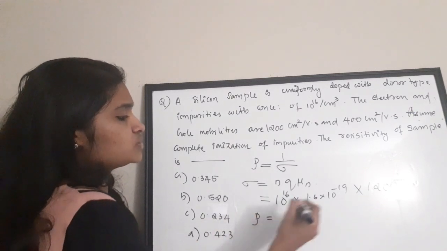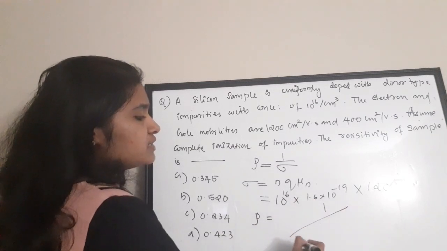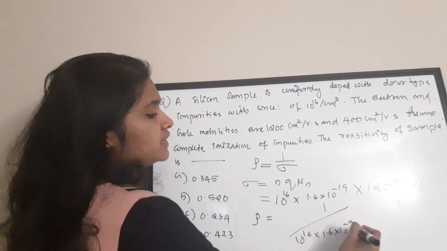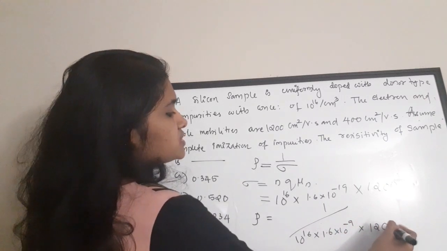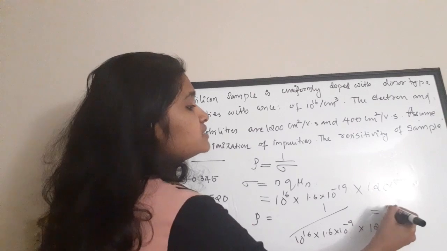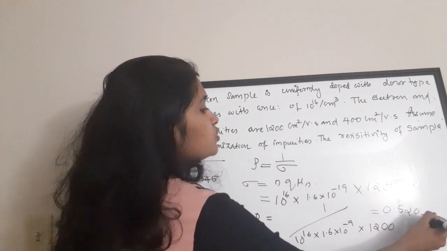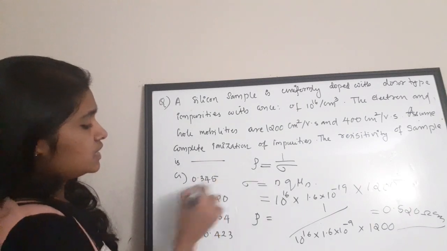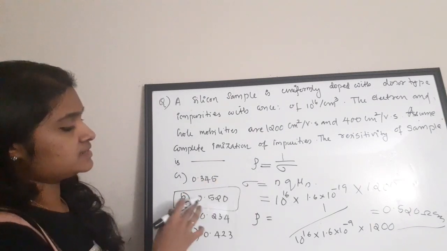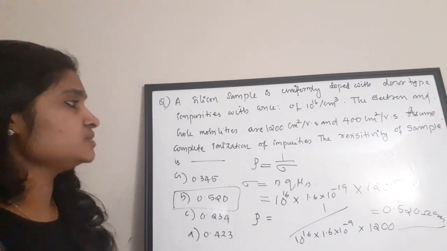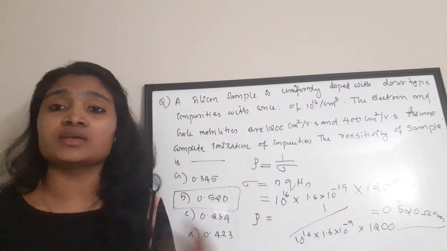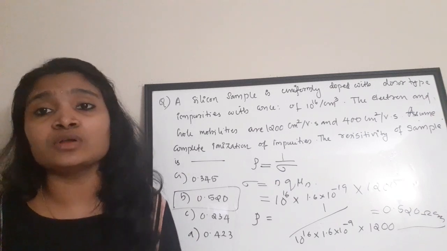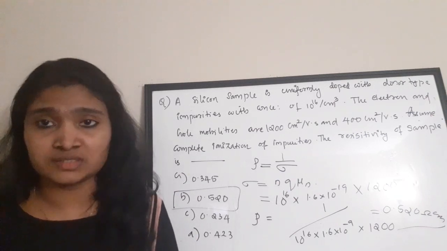So rho is equal to 1 by 10 raised to 16 into 1.6 into 10 raised to minus 19 into 1200. If you evaluate it, you get 0.520 ohm centimeter as your resistivity value. So the correct answer is option B, that is 0.520 ohm centimeter. If you don't know the equation for resistivity, don't get confused. Take the reciprocal of your conductivity, and it will give you the resistivity value.